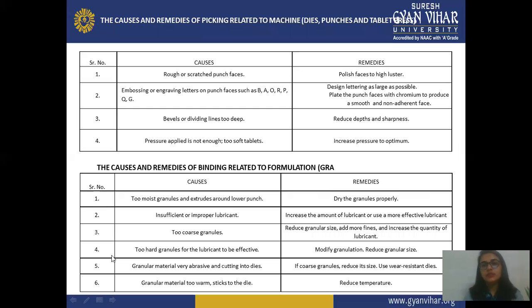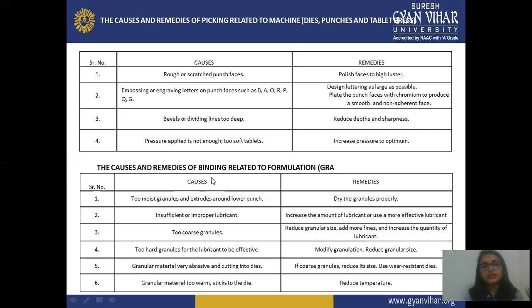And next is picking related problem for machine and dies. In this, first is rough and scratched punches, and the remedy is to polish the faces flusher. And second is embossing or engraving letters on punch faces such as B, A, O, R, P, and G. Design letters as large as possible and plate punch faces with chromium to produce a smooth and non-adherent face. Third is bevels or dividing lines too deep; reduce the depth and sharpen. For this, pressure applied is not enough. Too soft tablet. In this, increase the pressure to optimum.